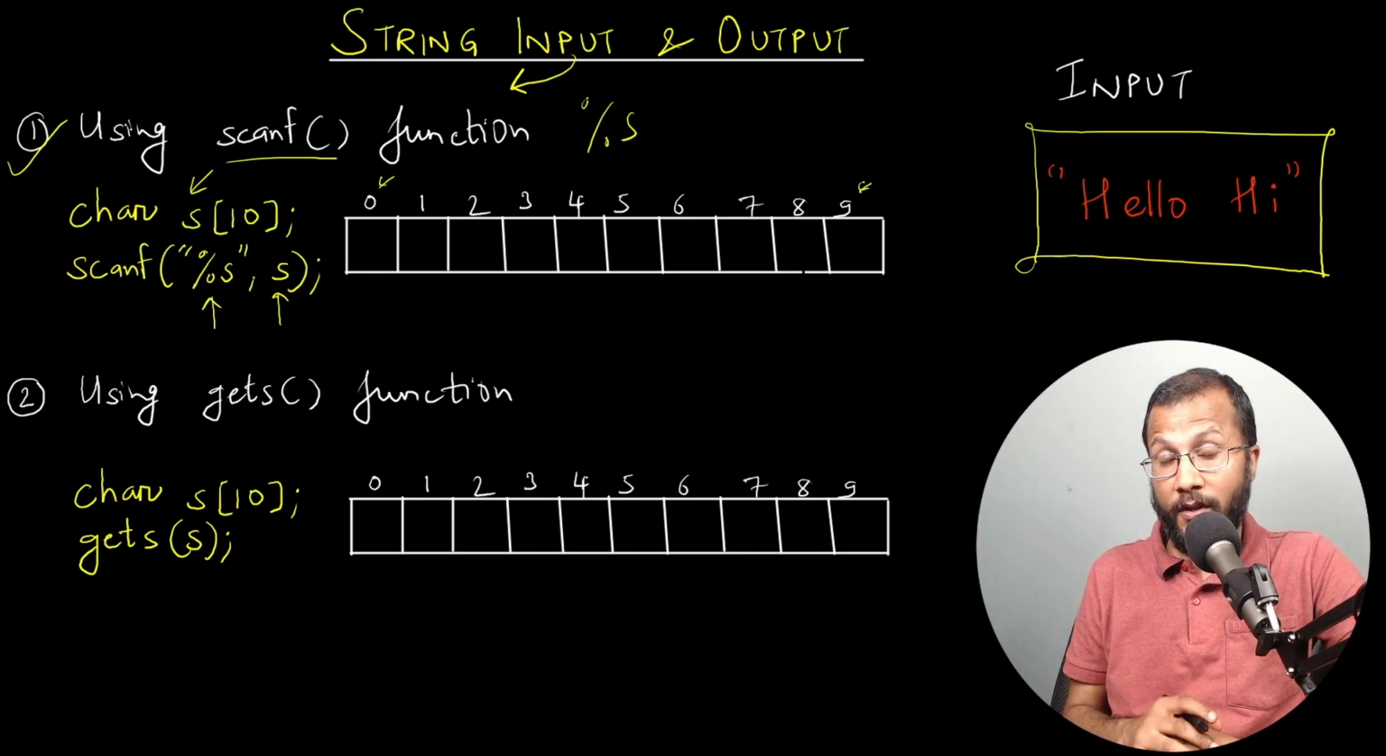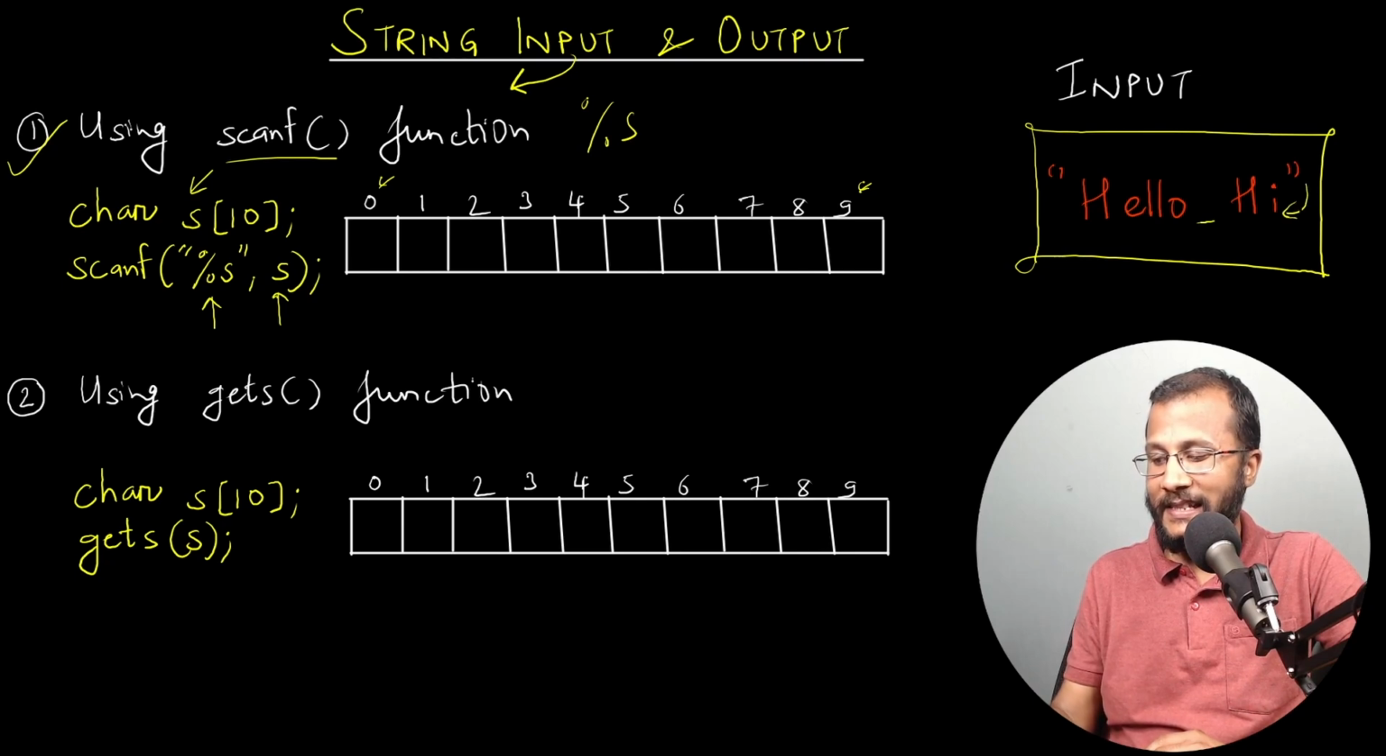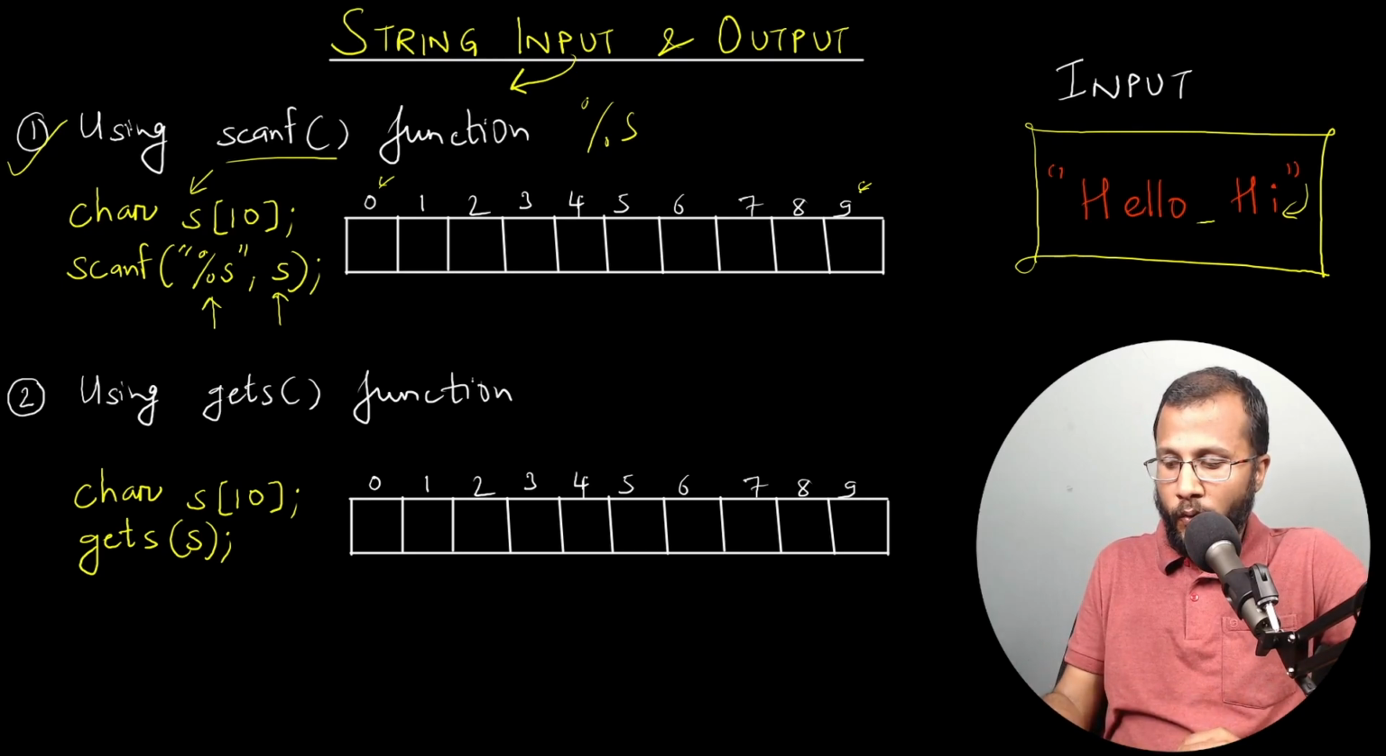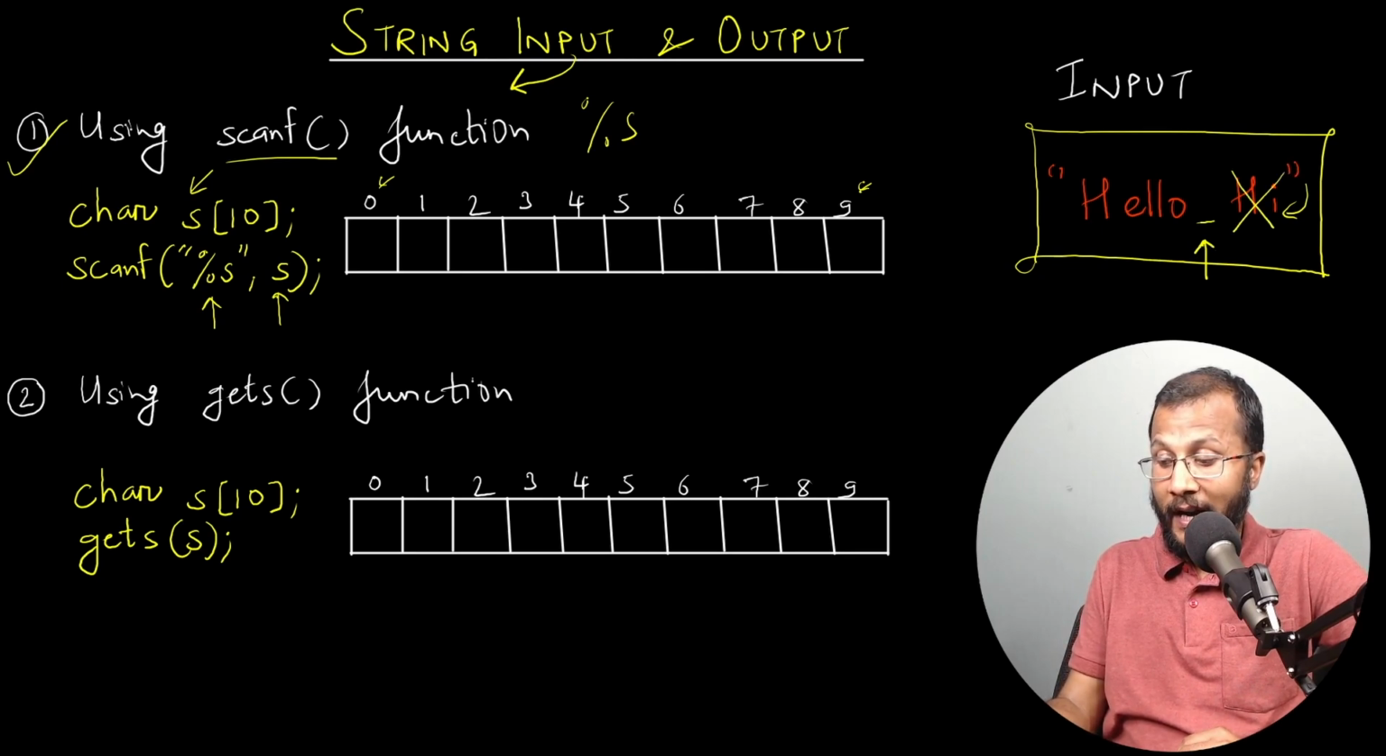Let us assume that the user is typing the input from the keyboard and the input is hello space hi, and then the user presses the enter key. Whenever you take the input using scanf, it will only read up to the space. The first space occurs here, so it will read only up to the space and it is not going to store hi in the array. So h comes here, e comes here, l, l, o, and then there's a space. This space will be replaced by the null character, \0. So this is my string, and it is going to store hello in this particular array.